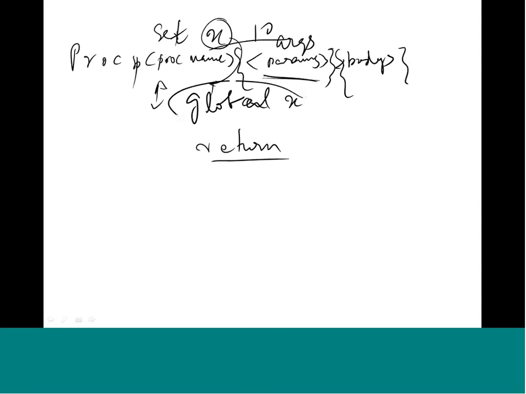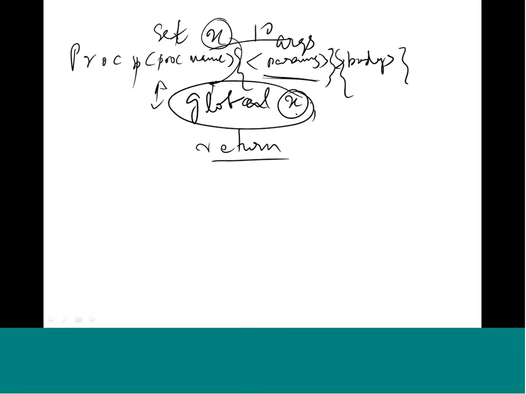Again, the point to note is the global x command itself is not setting any value to the variable x. That needs to be set outside. It only makes sure that whatever is set outside can be read inside. And then we have a couple of other things.